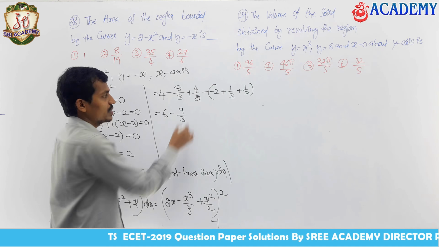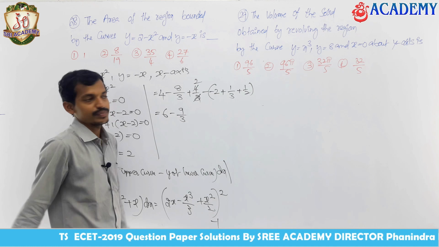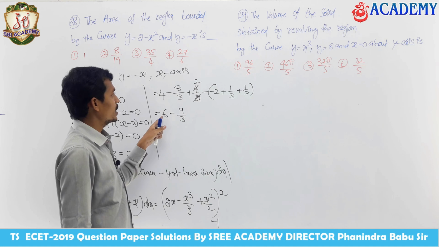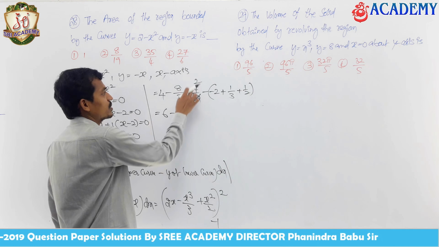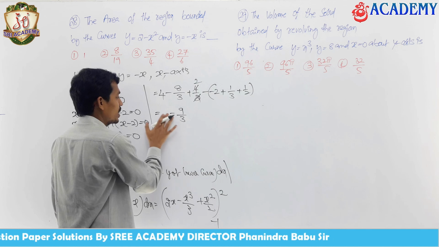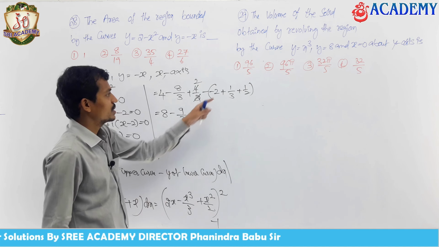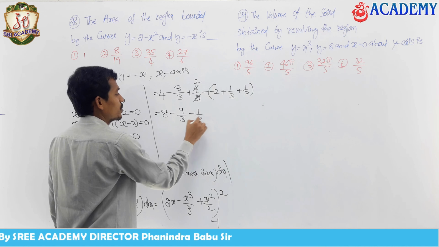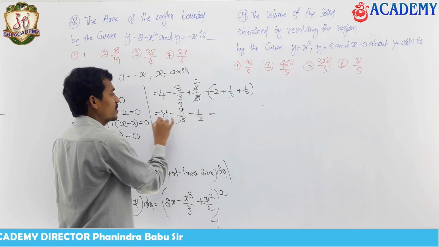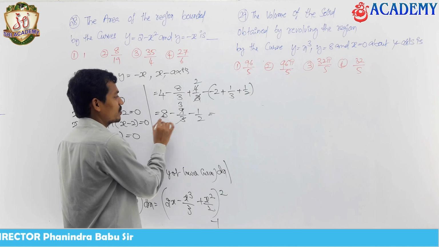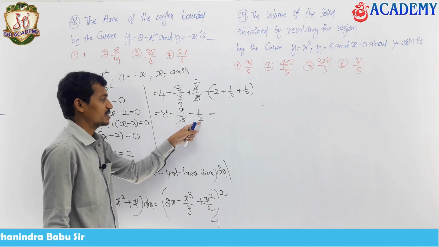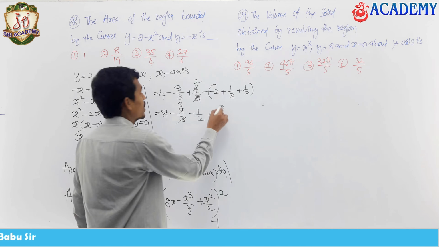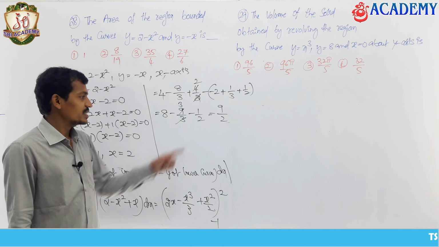Now 4 by 2 is nothing but 2 only, plus 2, so 4 plus 2 is 6, plus 2 is nothing but 8, minus 1 by 2. If we simplify, this is 3. 8 minus 3 is nothing but 5. 5 minus 1 by 2 is nothing but 10 minus 1, 9 by 2. The answer is 9 by 2.